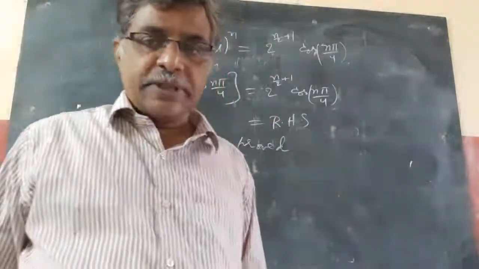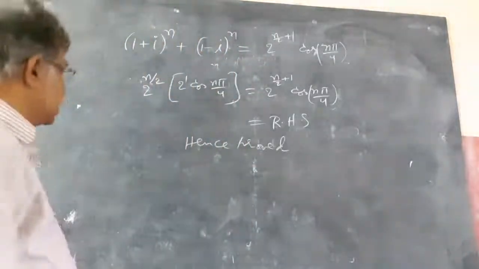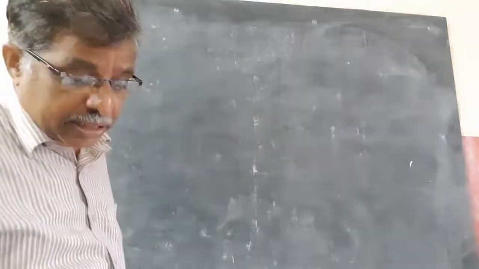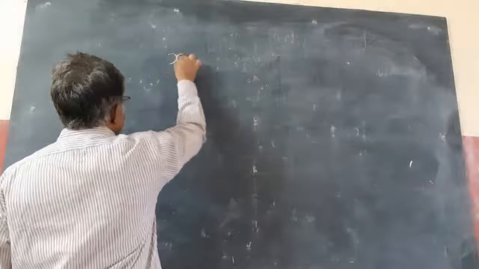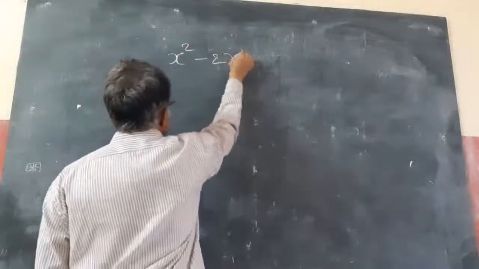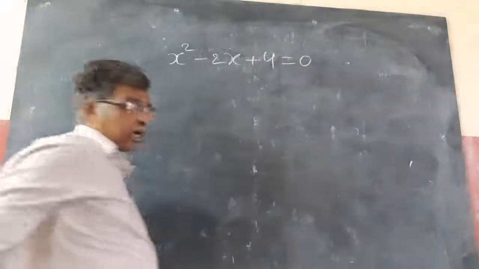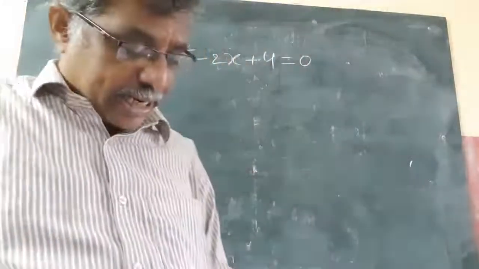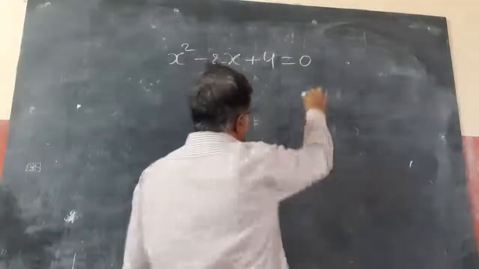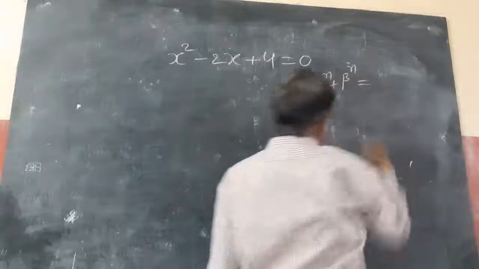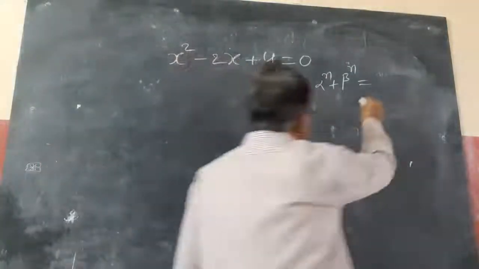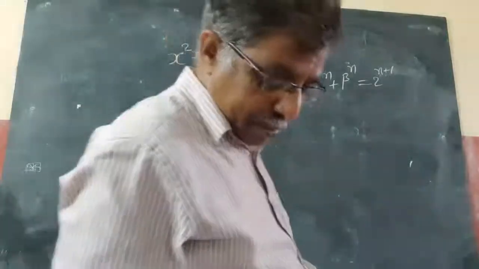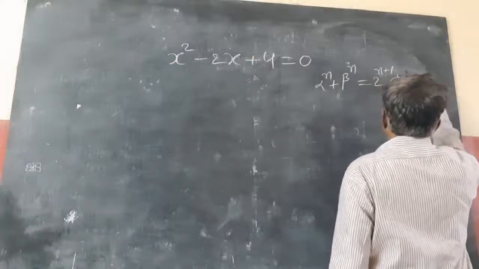If alpha, beta are the roots of the equation x square minus 2x plus 4 equal to 0, then prove that alpha power n plus beta power n equal to 2 power n plus 1 into cos of n pi by 3. That is asked to prove.